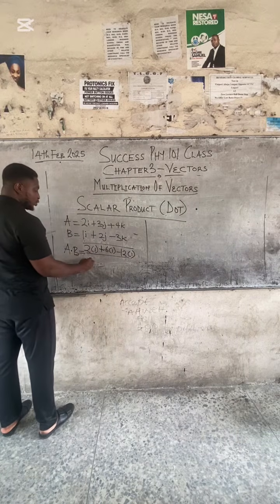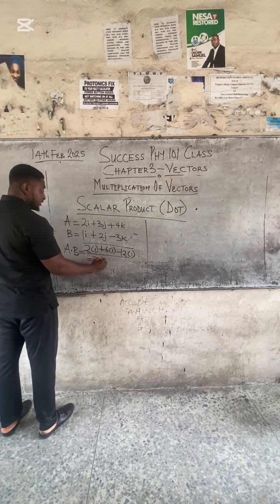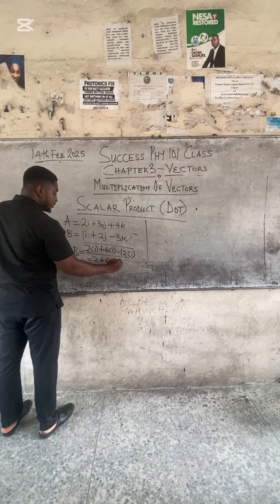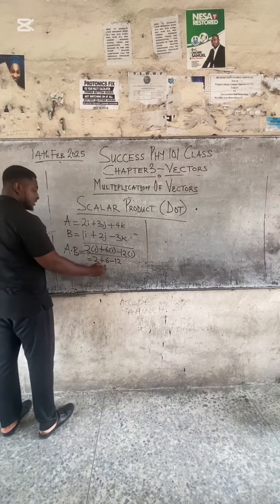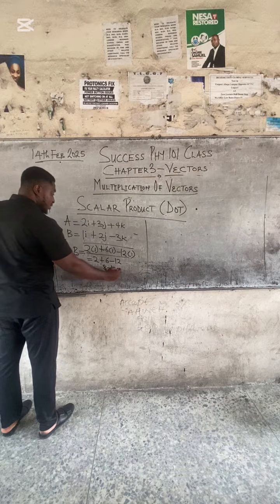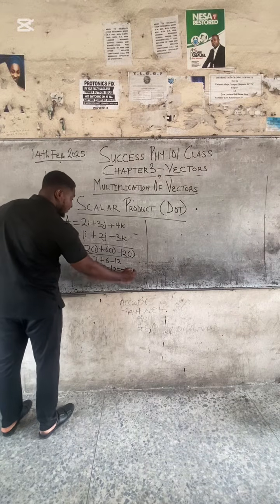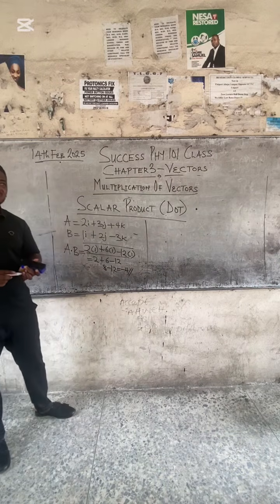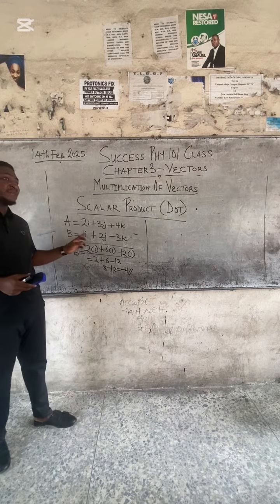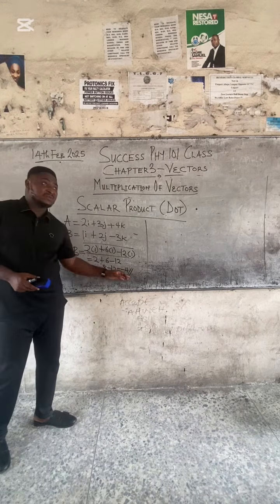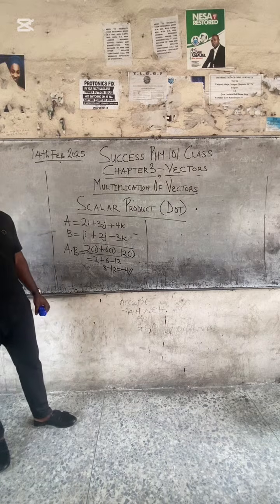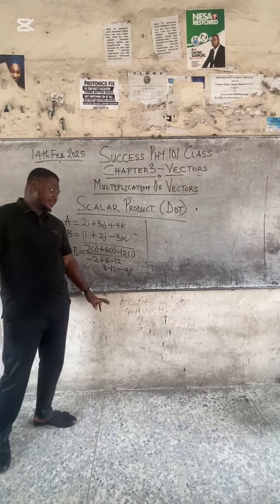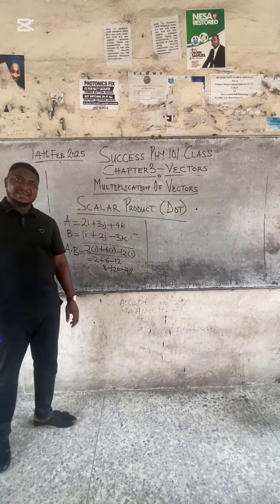So 2 times 1 is 2, plus 6 times 1 is 6, minus 12 times 1 is minus 12. 2 plus 6 is 8, 8 minus 12 is minus 4. So class, imagine these two big vectors. The final answer for their dot product is just minus 4. And you are done. Are you seeing it? Class, remember that examples are usually very simple. Now, get ready for your classwork.